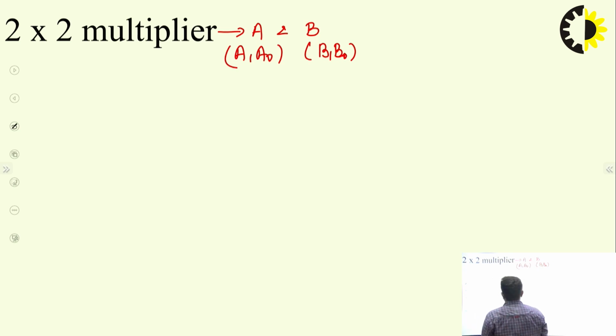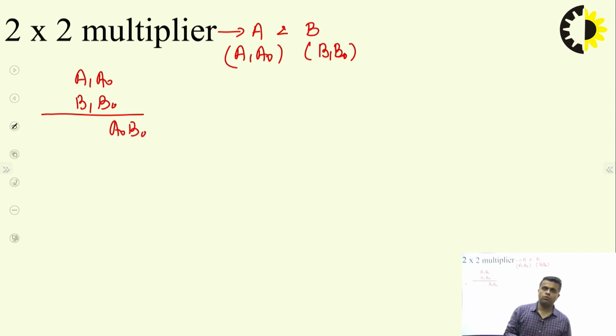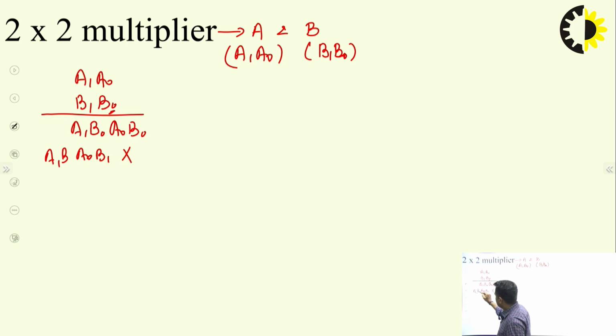If you want to multiply A1 A0 with B1 B0, then we will write A0 B0, simply the normal multiplication which we have been doing since our childhood: multiplying B naught with A naught first, and then B naught with A1, that means A1 B naught, and then we put a cross here, and then B1 into A naught, that means A naught B1, and then B1 into A1, A1 B1. Okay, and then we start adding.